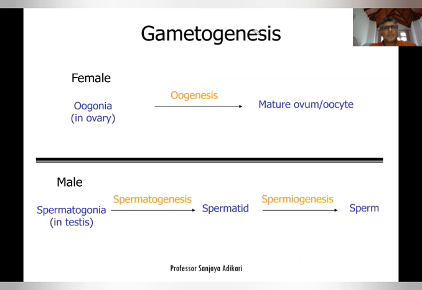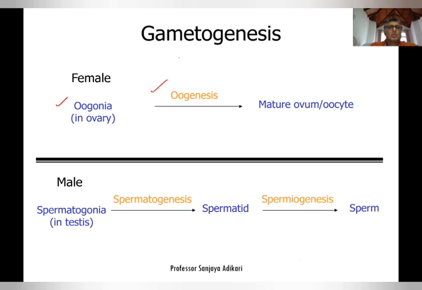Now, in a female, during oogenesis, the initial cell inside the ovary is called oogonium. One cell is called oogonium, many cells are called oogonia. And these are called stem cells, because those are the cells from which other cells originate. That cell undergoes oogenesis and forms an oocyte.